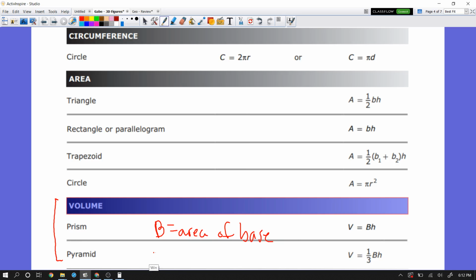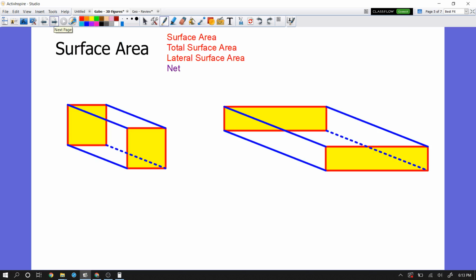Because if you think of a prism being a cube or just a box, and then you shave the sides off of it, like the corners off, you end up with a pyramid. The volume of a pyramid is 1/3 that of a prism. So basically, it's also area of the base times height divided by 3. When you're dealing with thirds, it's always sketchy. So, surface area.